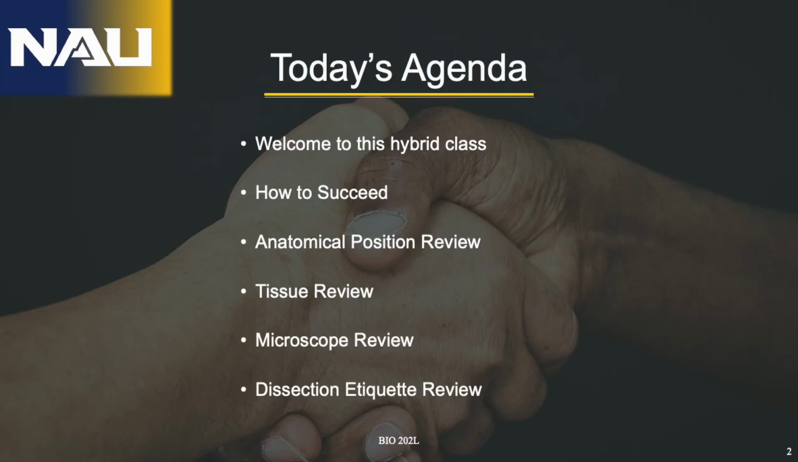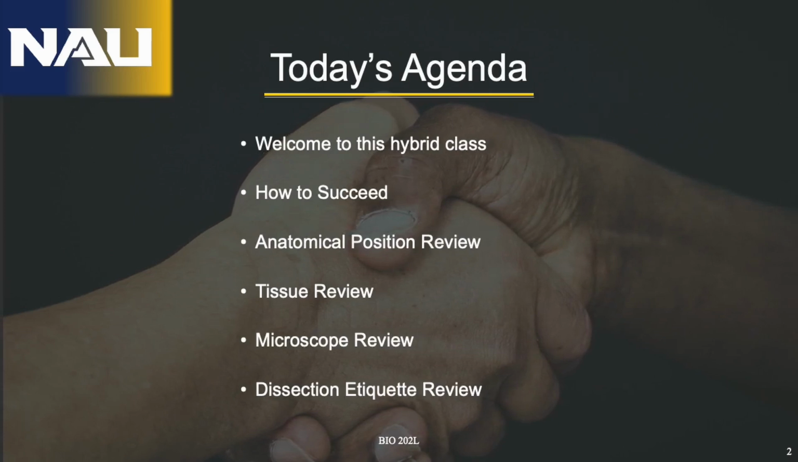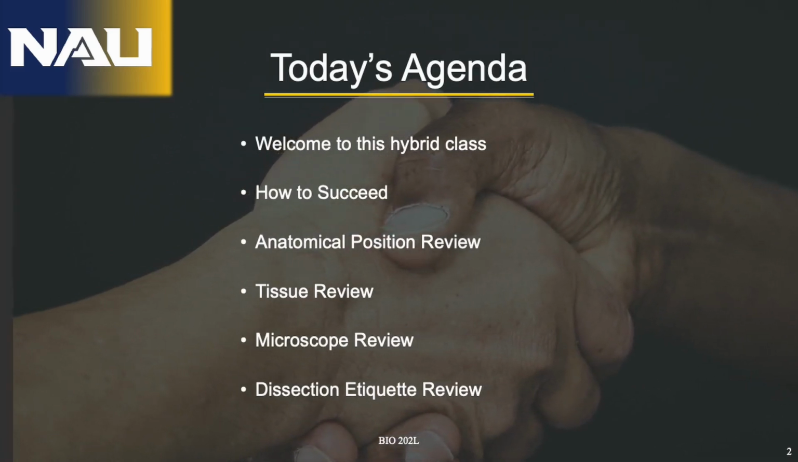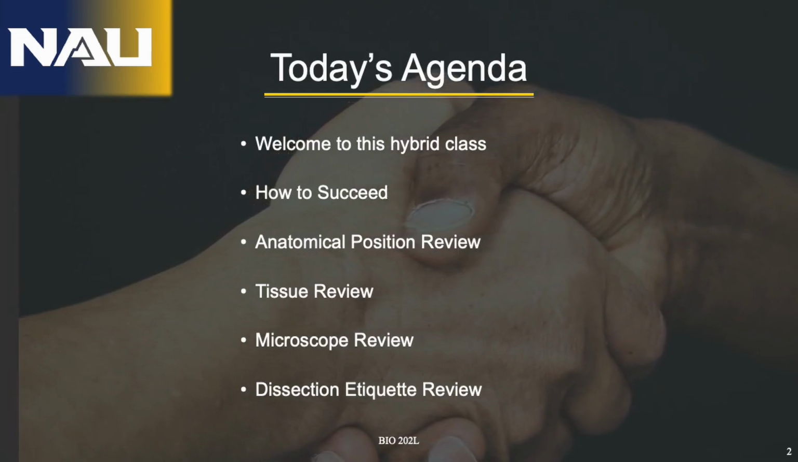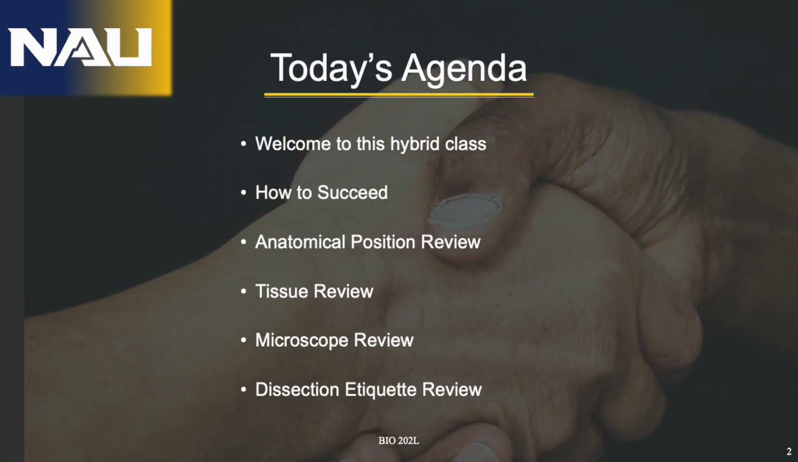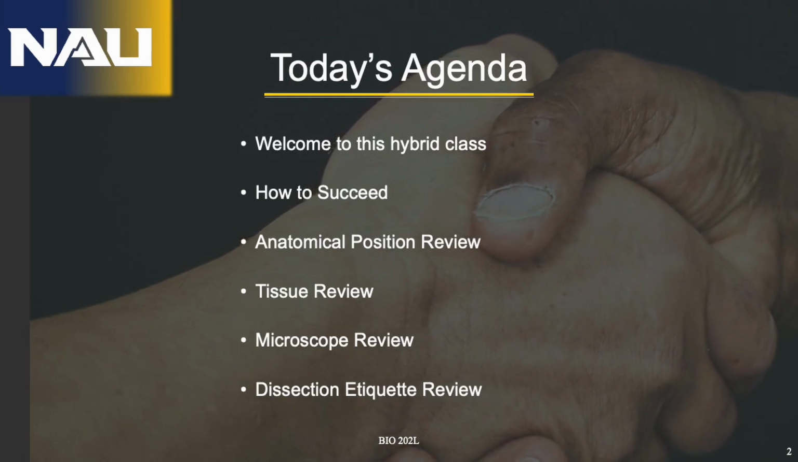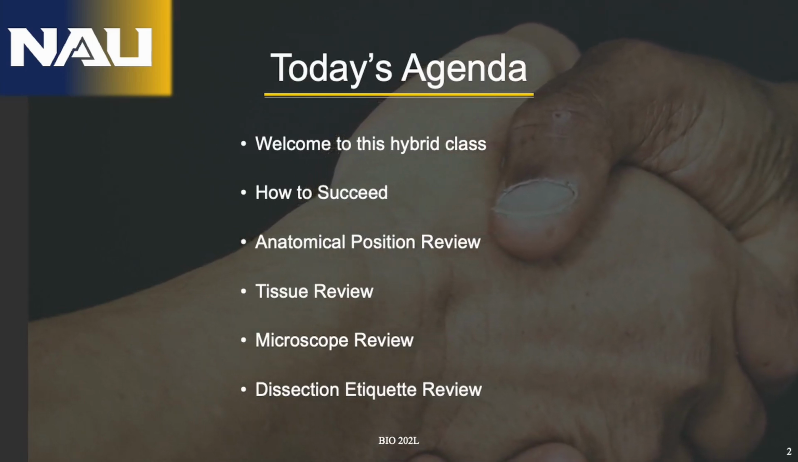For today's agenda, we're going to discuss the structures of a hybrid class, also how to succeed in this class. We will do an anatomical positions and planes review, then we will go over the tissues that you need to know. We will review how to use a microscope, and we will summarize appropriate dissection etiquette.